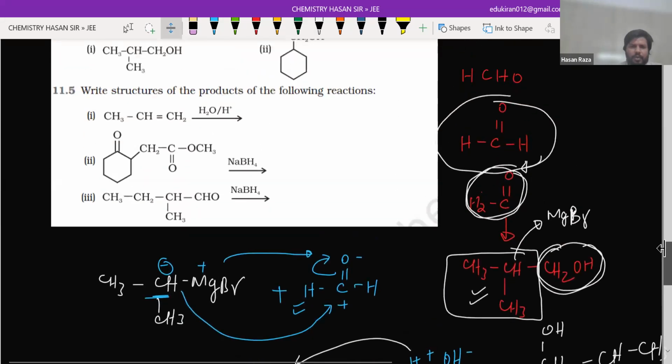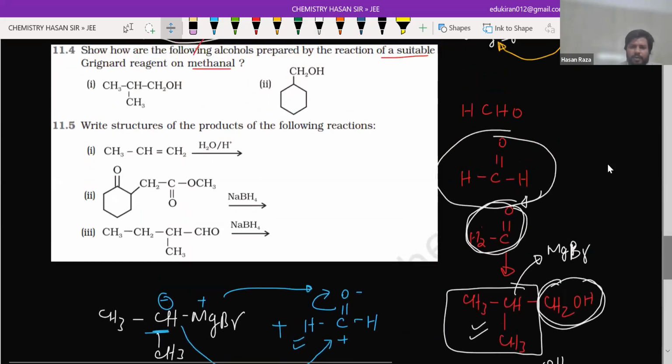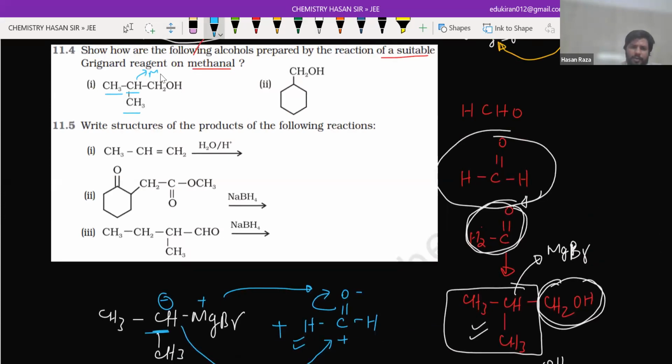What you need to do, it's very simple to understand. CH3 and I took MgBr here. In the same way, you are going to remove this CH2OH and add MgBr here, and react this with HCHO, you will get your answer. That means the proper Grignard reagent will be this cyclohexane magnesium bromide.